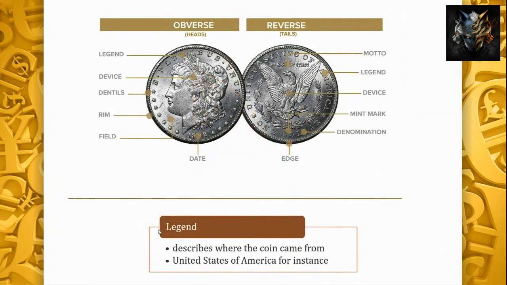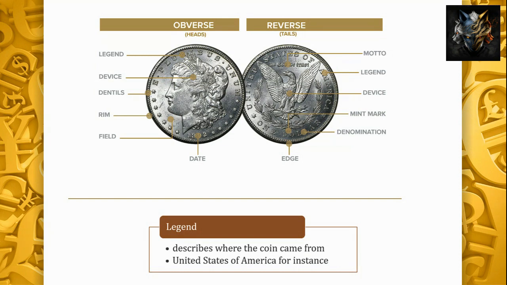Now, the next one is the legend. The legend is a part of a coin, in most cases, that describes where the coin came from. In this particular case, the legend is going to be the United States of America. It could be the Royal Australian Mint. It could be the Canadian Mint, if it's from there. It could be whatever mint or whatever location or whatever country it's coming from. That's going to be the legend.